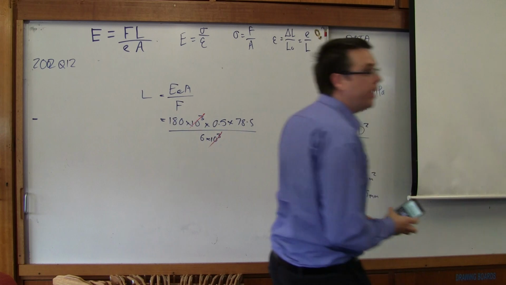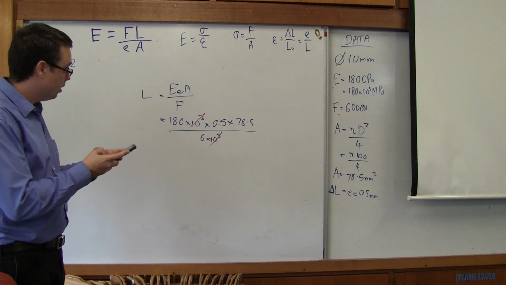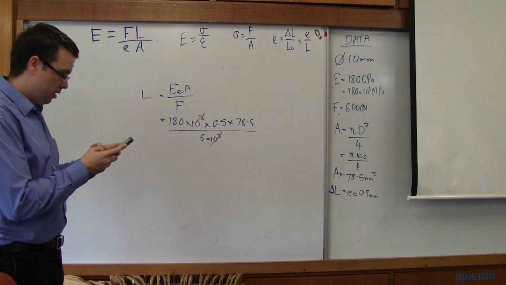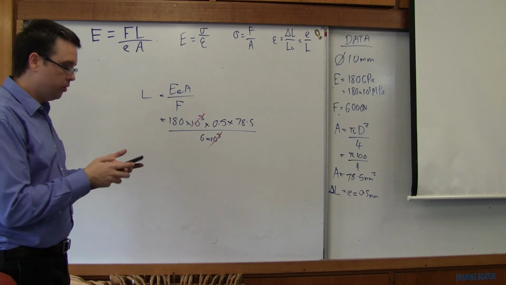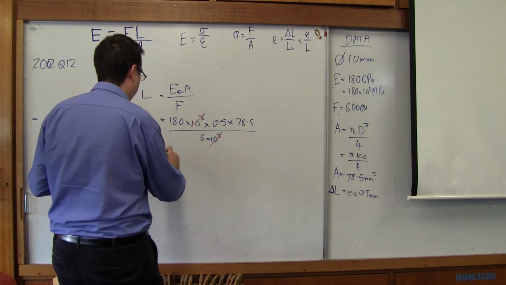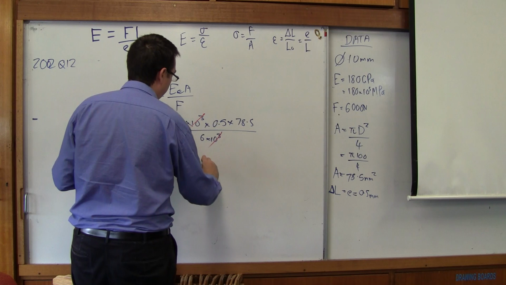Our answer, because we've used grease units, length is in millimeters. So I've got 180 times 0.5 times 78.5 divided by 6 equals 1177.5. So L equals 1177.5 millimeters.